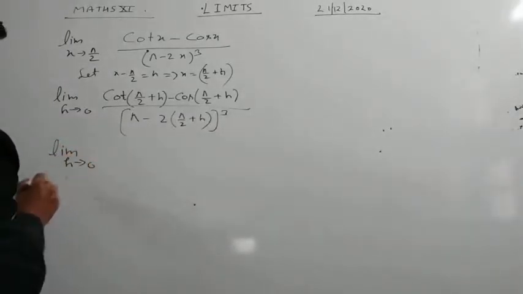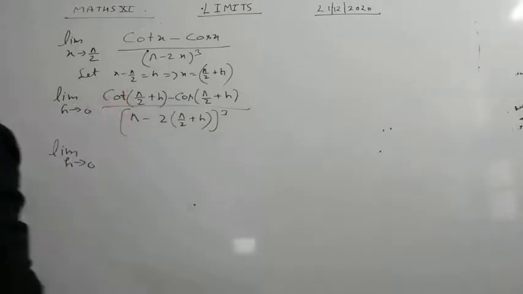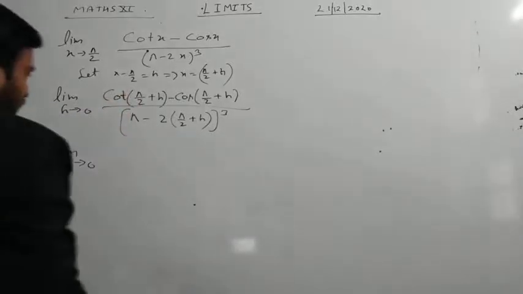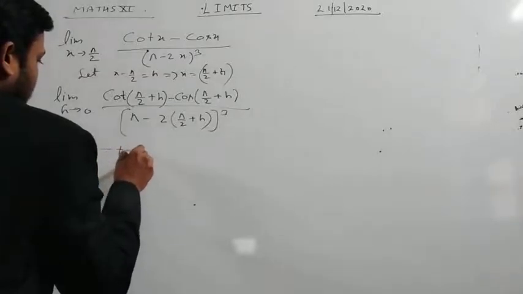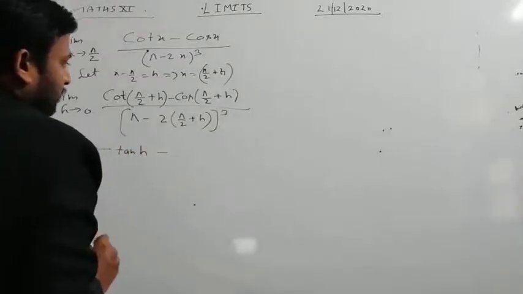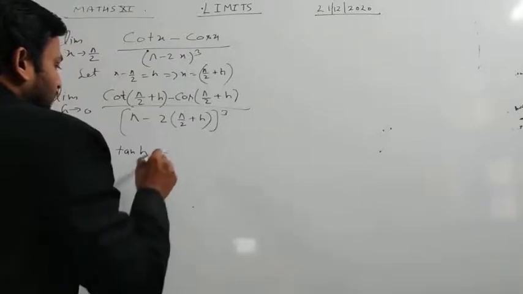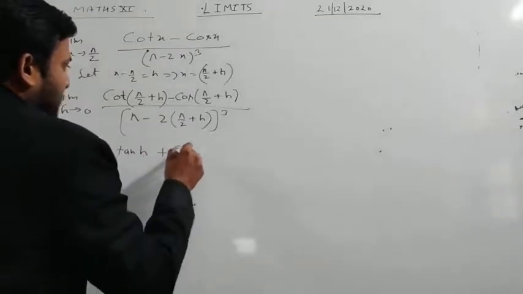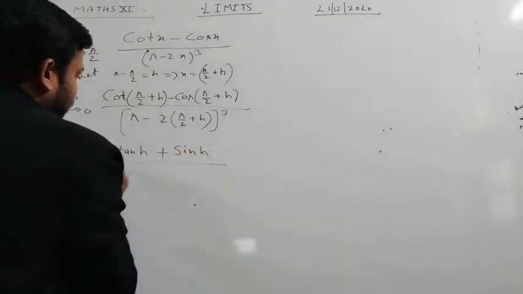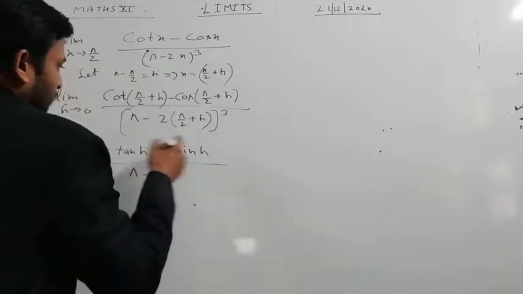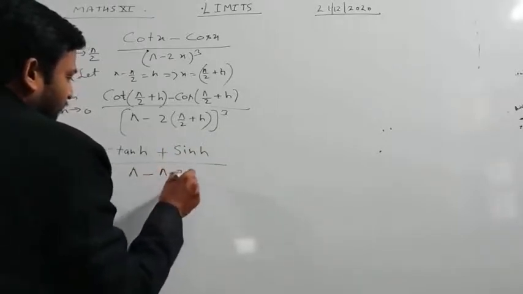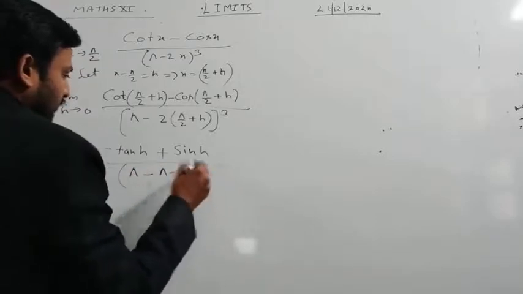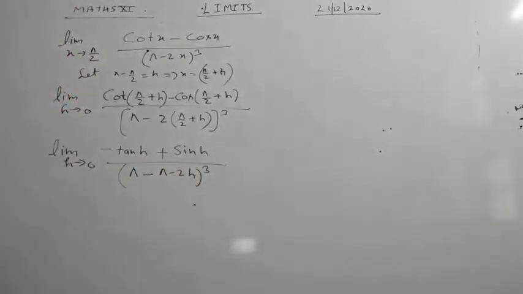Limit h tends to 0. Cot(90 plus theta) is minus tan theta, and cos(90 plus theta) is minus sin theta. Sending pi minus inside, we get (pi minus pi minus 2h) whole cube. Okay, students.